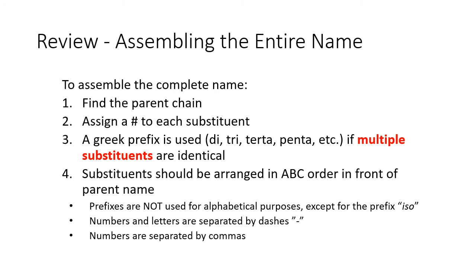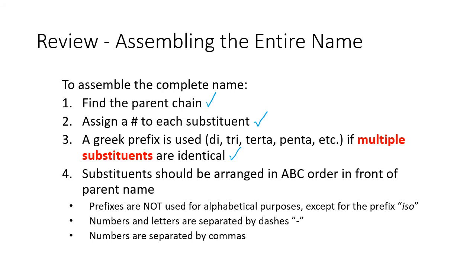So let's just review the things that we did to put together the entire complete name. First, we found the longest continuous chain, which is our parent chain. We learned some different rules to assign numbers. And then once we numbered it correctly, we gave a number to every side group, which is called a substituent. Then if we had multiple substituents that were the same, we combined them using a Greek prefix.